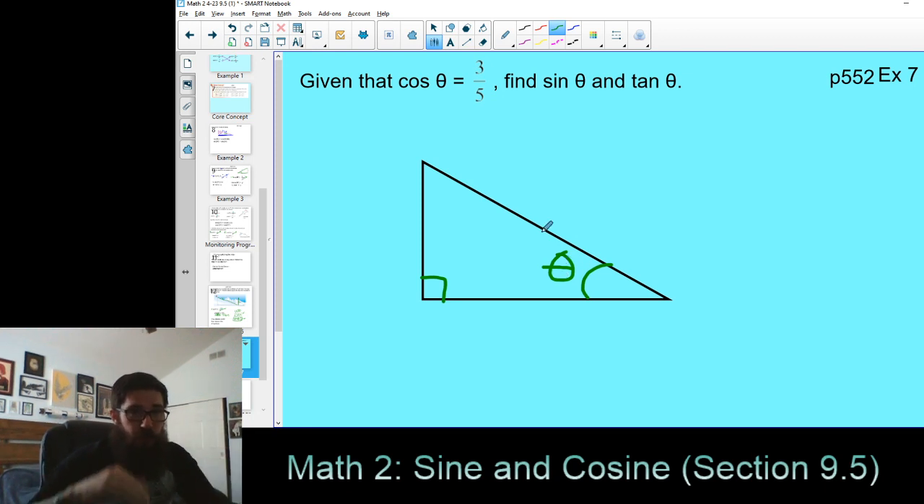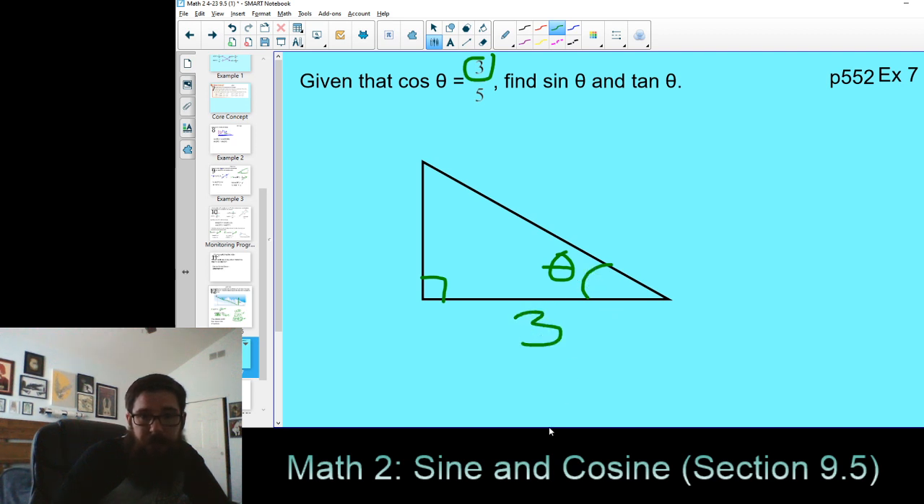Cosine is a relationship between the adjacent side divided by the hypotenuse. So if I have 3/5, 3 is my adjacent side. What side's next to my angle? 3. That means my 5 is the hypotenuse. So here's what you now need to figure out: the opposite side. Sine is opposite over hypotenuse, and we don't have the opposite. Tangent is opposite over adjacent. We need to find the opposite. I'm going to call this an x right now. You can pick whatever letter you like.